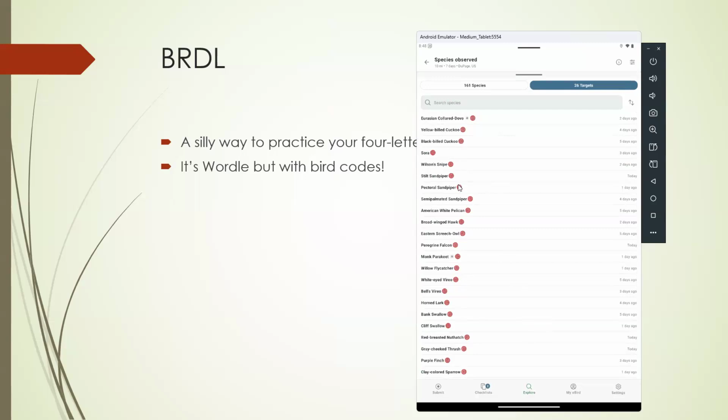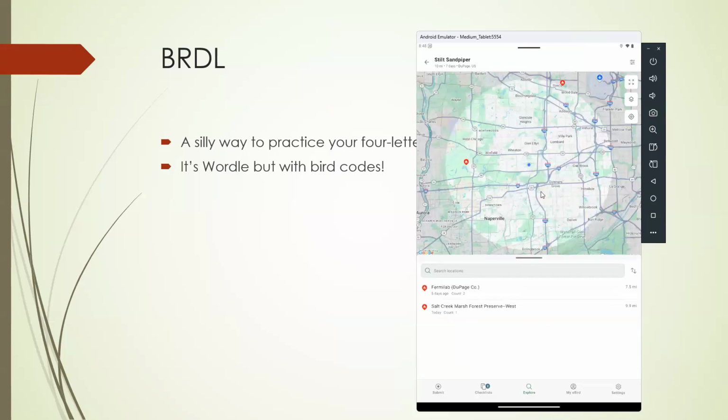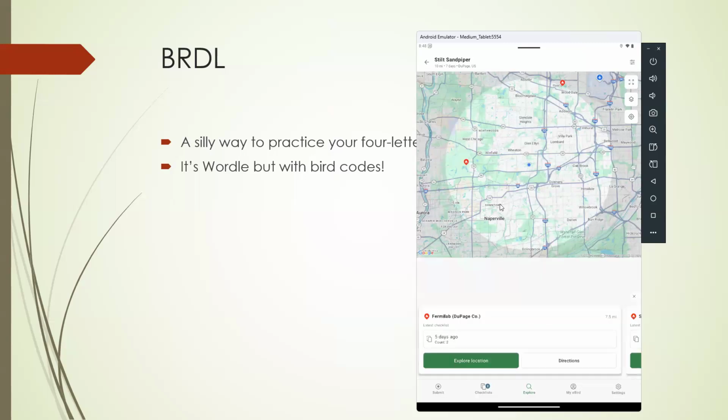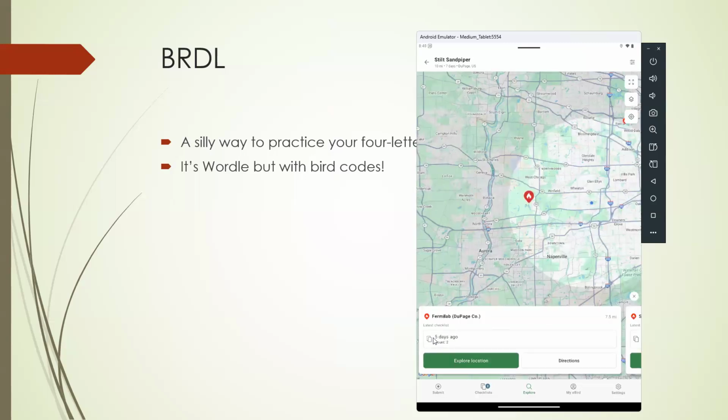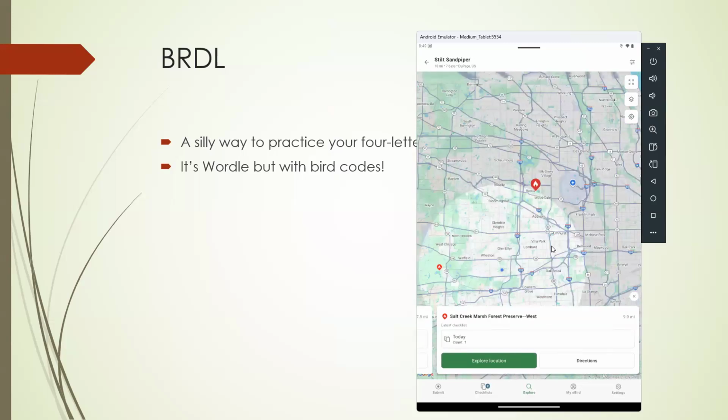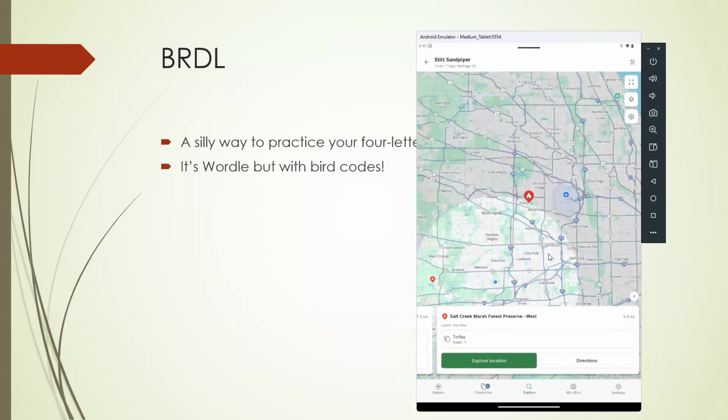So let's say, you know what? I want to see a stilt sandpiper. Somebody saw that today. So you can actually tap on that entry and it'll resort the map. And there's only 2 hotspots that show now. One of them, it looks like someone saw one at Fermi 5 days ago. And then someone saw one at Salt Creek Marsh Forest Preserve today. So if I wanted to go chase one, that's probably where I can go, Salt Creek Marsh.